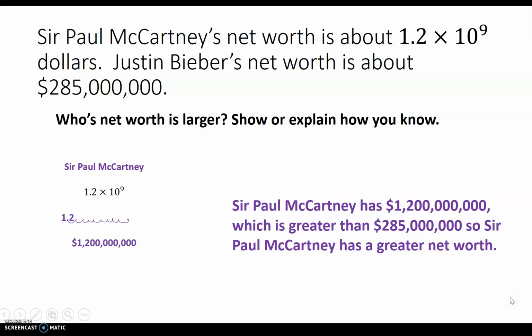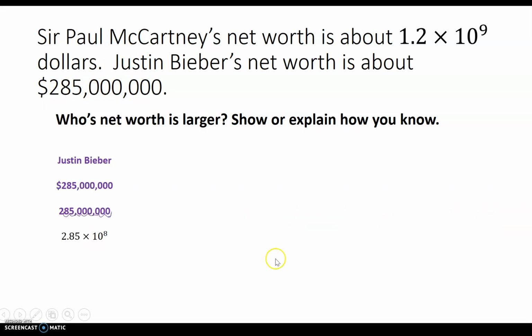Another way that you might consider, though, is instead of putting Sir Paul McCartney's number into standard form, you would try putting Justin Bieber's number in scientific notation. If you go about it that way, you're going to see Justin Bieber's first factor would have to be 2.85, because if we're writing a number in scientific notation, the first factor always has to be between 1 and 10, but less than 10.